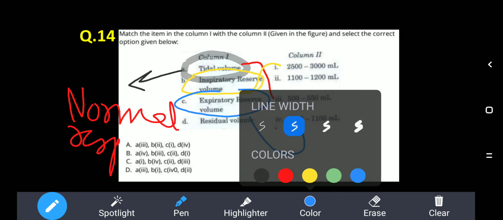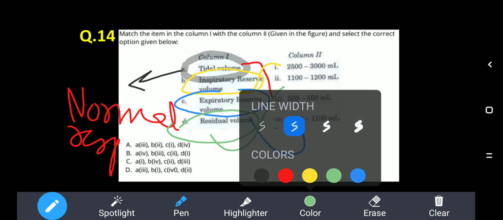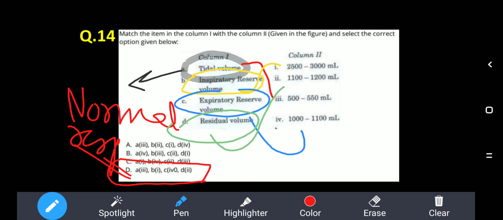And we have the last one, residual volume. You continuously do the breathing process, but there is a certain volume of air that remains in the lungs even when you're doing a forcible expiration. Even when I'm throwing the air outside very forcefully from my body, there is still some air left inside the lungs, and that is called the residual volume. And we have the value to be the left one, 1100 to 1200 ml. The correct answer, if we go and see the matching, is option number 4. Option number 4 is the correct answer.